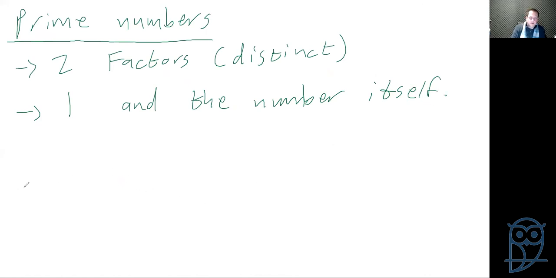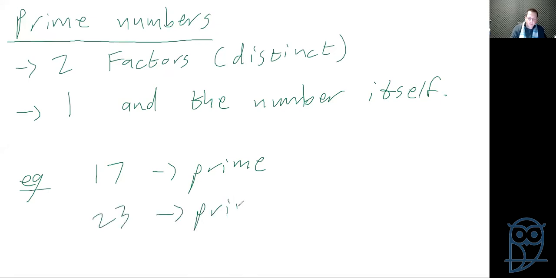So for example, 17 is a prime number because only 1 and 17 go into that. Every other number that divides into 17 will have a remainder. Something like, let's go 23. 23 is a prime number.